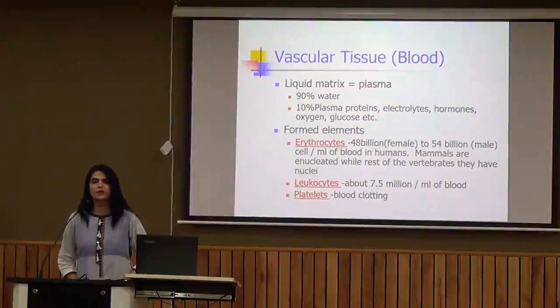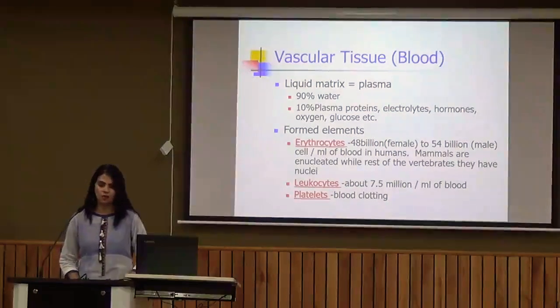There are three types of cells which are present in the blood, that is red blood cell or erythrocytes, and we all are aware. In case of RBC, we are having hemoglobin. And the function of hemoglobin is that it combines with oxygen to form oxyhemoglobin, which is basically responsible for the transportation of oxygen. So the function of RBC is transportation of oxygen.